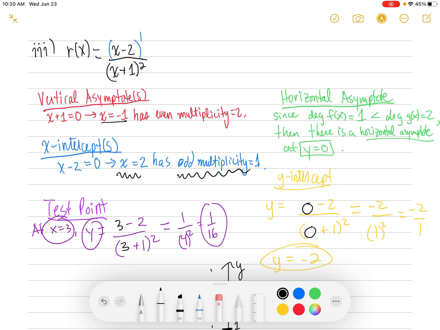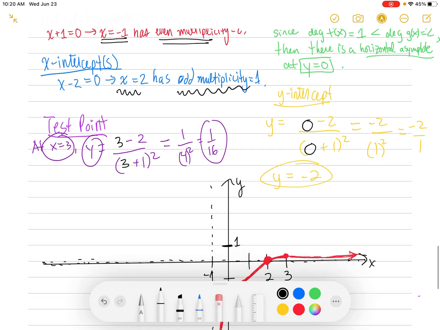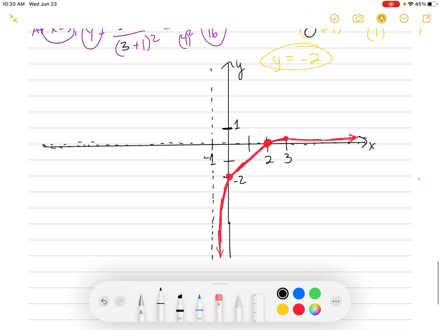Now we have to figure out what's going on on the left side of the vertical asymptote at -1. So look at your vertical asymptote here. -1 had an even multiplicity of 2. So it has an even multiplicity. That means on the other side, the left side of the vertical asymptote, your graph is doing the same thing, has the same orientation. So since it was going down as you come from the right, it has to be going down as you come from the left as well. And then the graph has to come up and approach the horizontal asymptote here on the left.